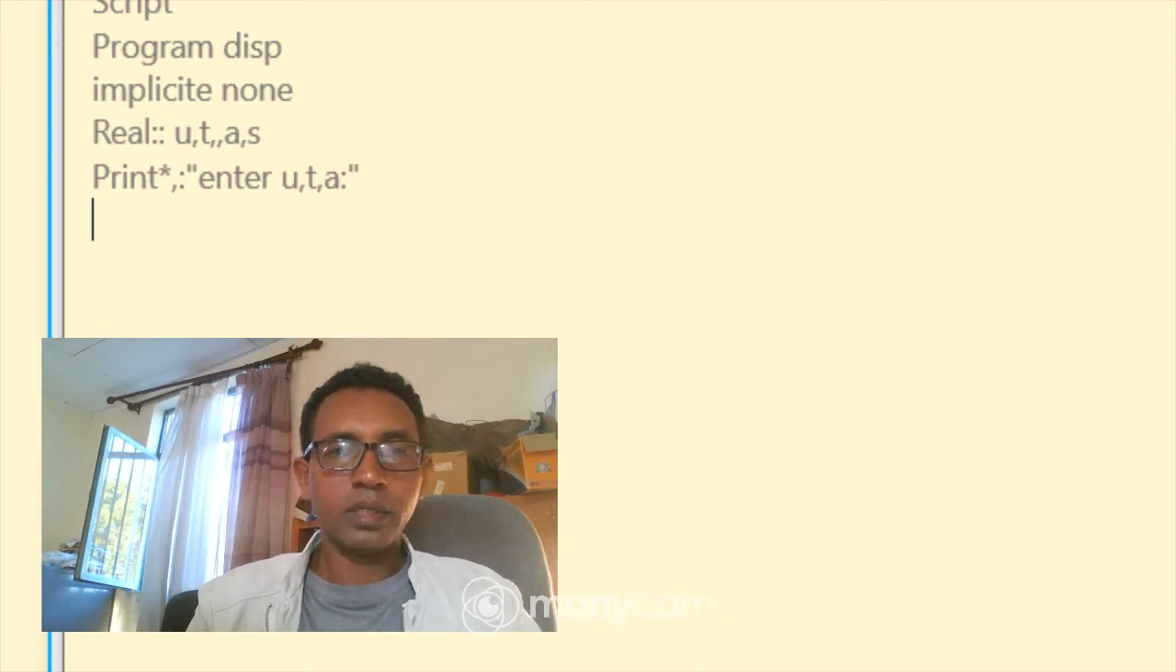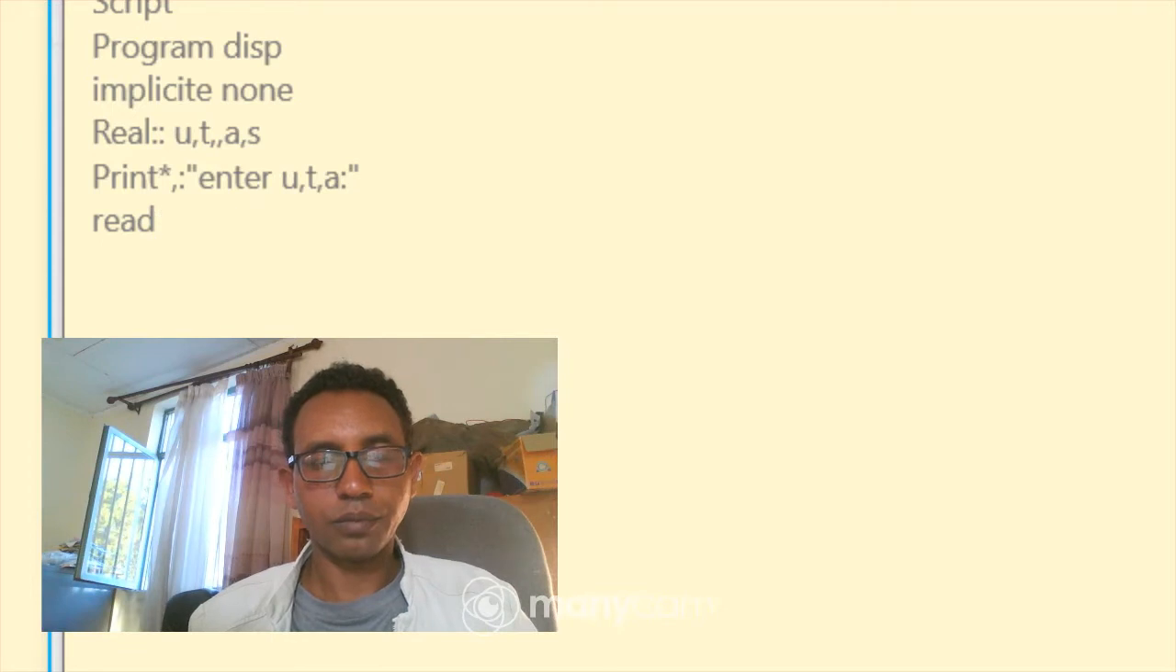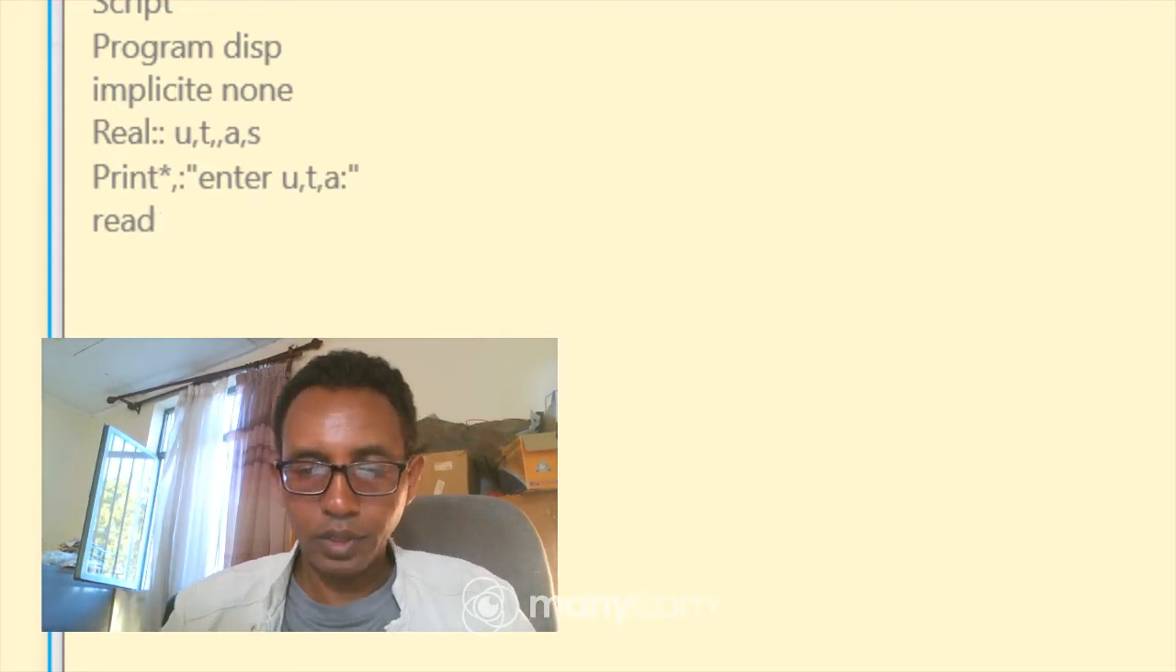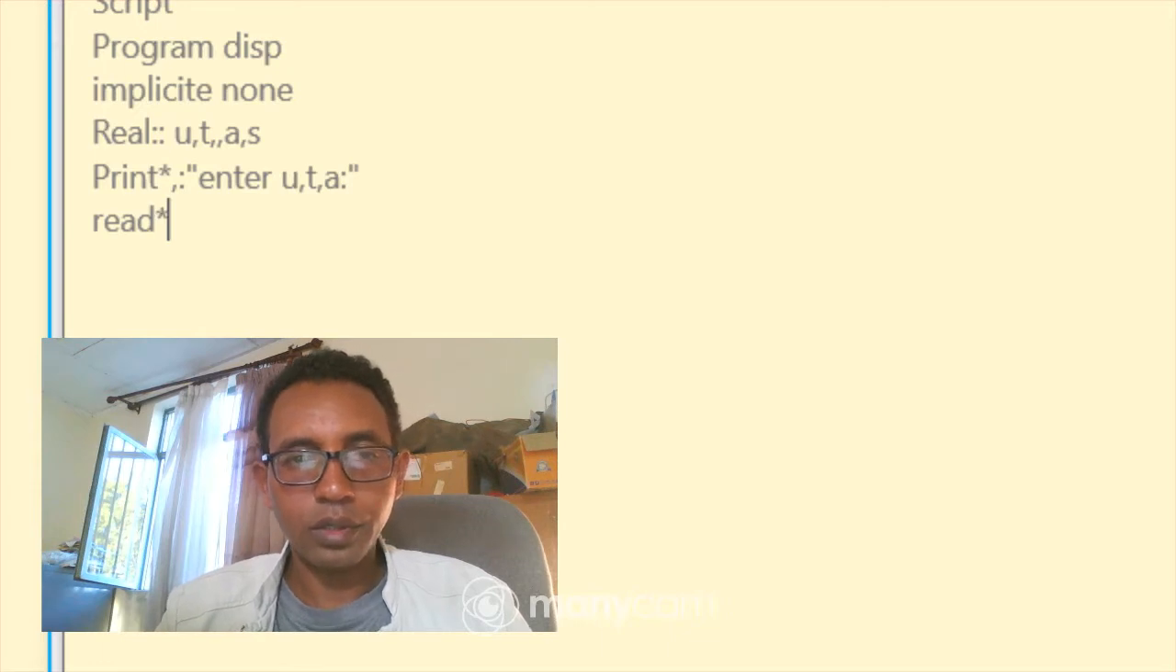Then the second is read. Read what? Asterisk. You know, asterisk is a code. Should not forget the asterisk. Without asterisk, no communication. Read asterisk, u comma t comma a.